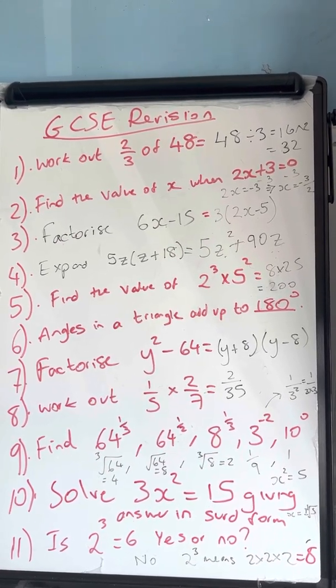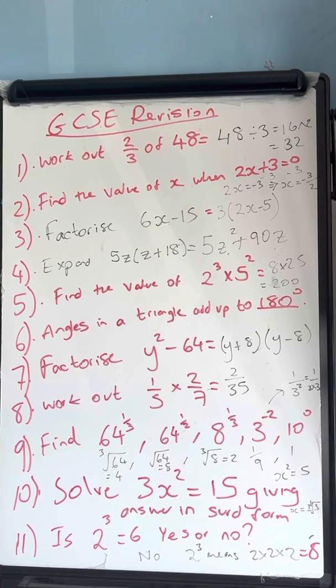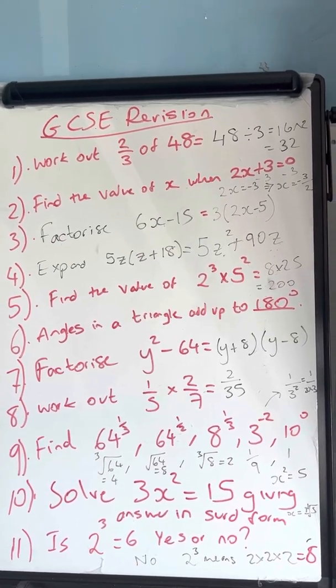5 times 7 is 35, so it's 2/35. Okay, this is question number 9.